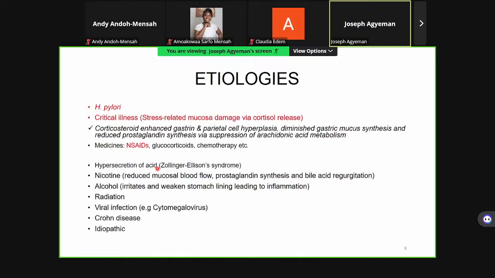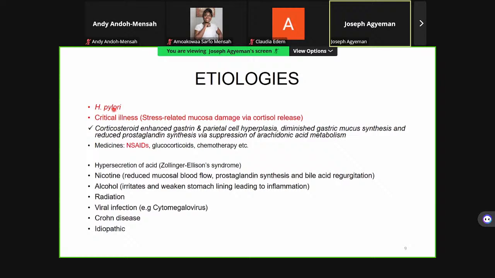Okay, so let's look at the root cause. The root cause, the etiologies of peptic ulcer disease. So here mainly we are concerned about the external aggressive factors, external input. So as I was talking about, you can see this guy, H.